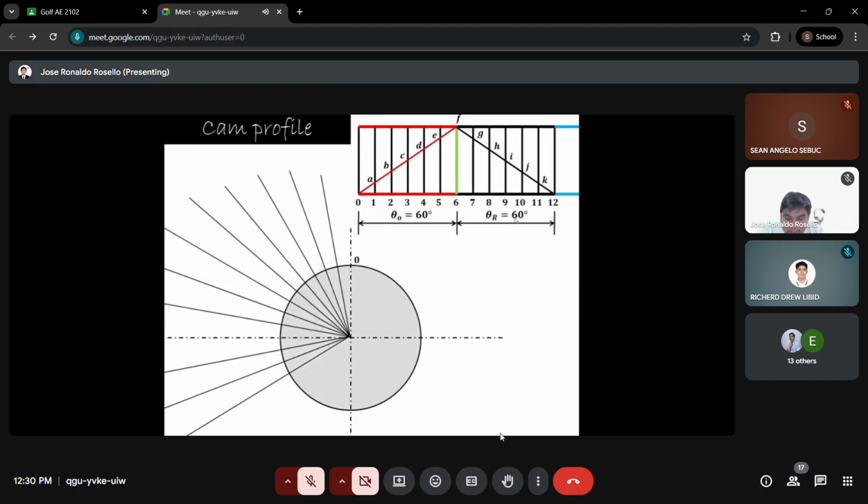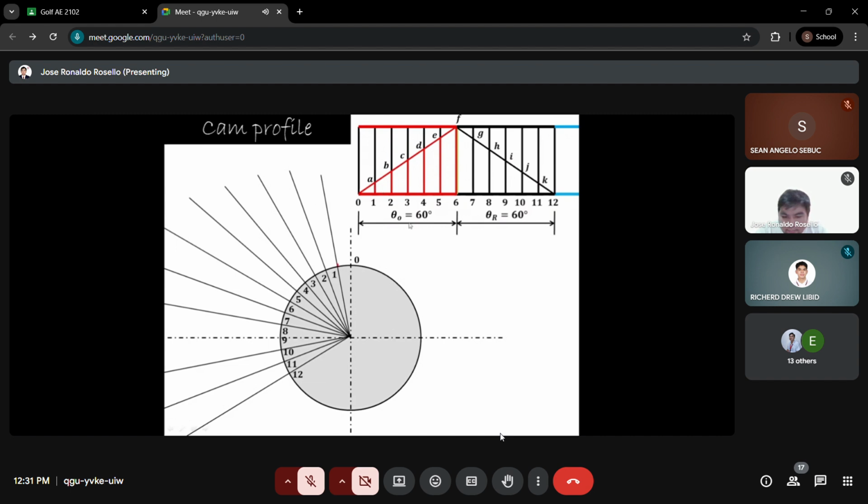So as you can see, we have made the 12 equal parts of 10 degree each, 60 degree for the outstroke and 60 degree for the return stroke. Now we have to transfer these distances 1A, 2B. So as you can see, this is 1A, this is 2B, 3C. You can see these red lines which are appearing over here. Measure 4D, 5E, 6F, similarly 7G, 8H, 9I, 10J and 11K, and transfer these particular distances.